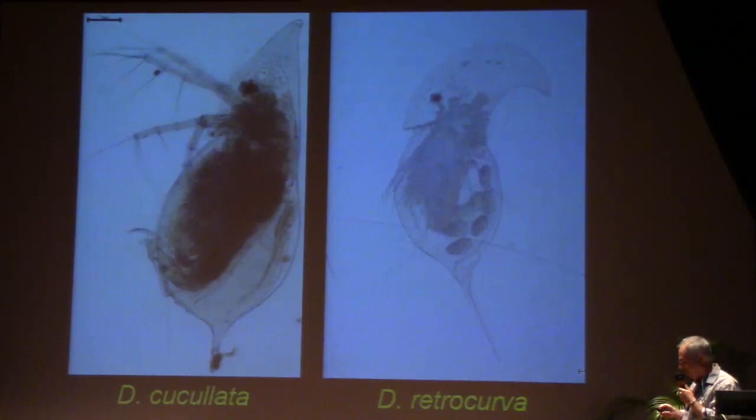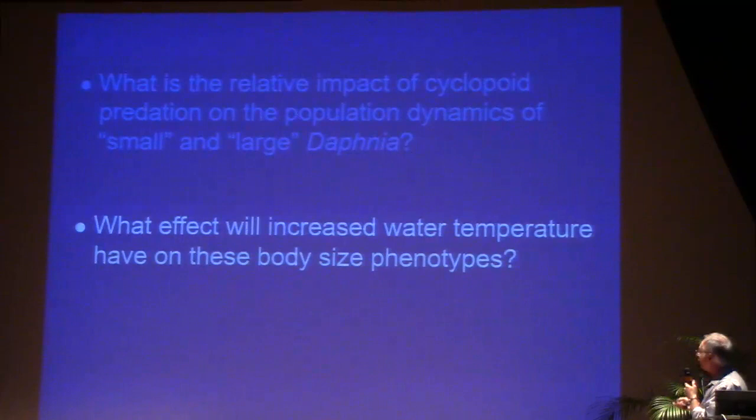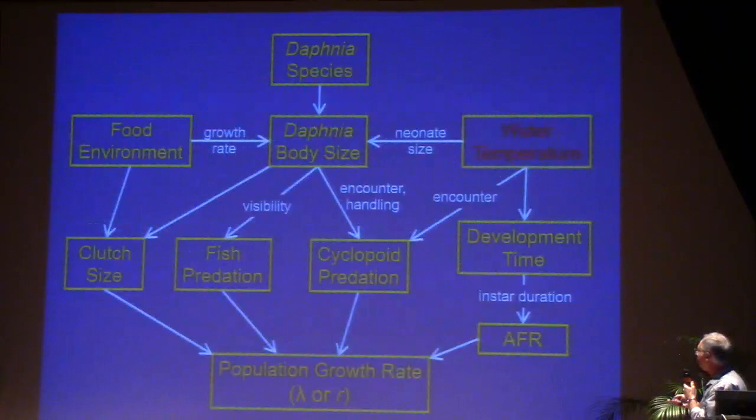Now the other question I want to look at is what effect might increased water temperature have? We're living in a world of climate change. And if you increase water temperature over here, you're going to decrease Daphnia body size. You're also going to increase encounter rate to some degree because of increased swimming speeds. That's going to affect cyclopoid predation, and you might predict that that would then result in a decrease in population growth rate because of heavier cyclopoid predation.